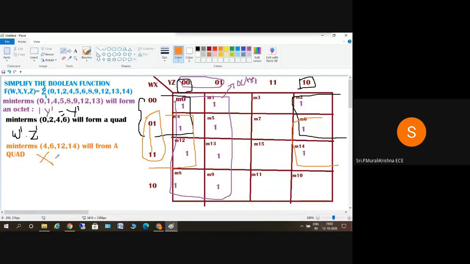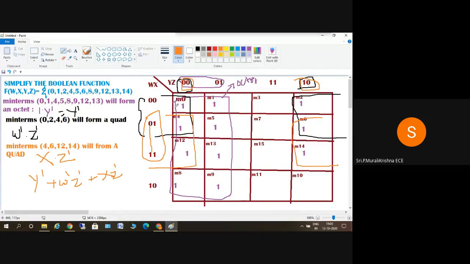X into column term. What are the columns here? This one and this one will give a value of Z bar: Y bar Z bar plus Y Z bar. So we'll get a Z bar. This is the final sum: Y bar plus W bar Z bar plus X Z bar. Clear, but when you are drawing the Kmap, this should be clearly mentioned.